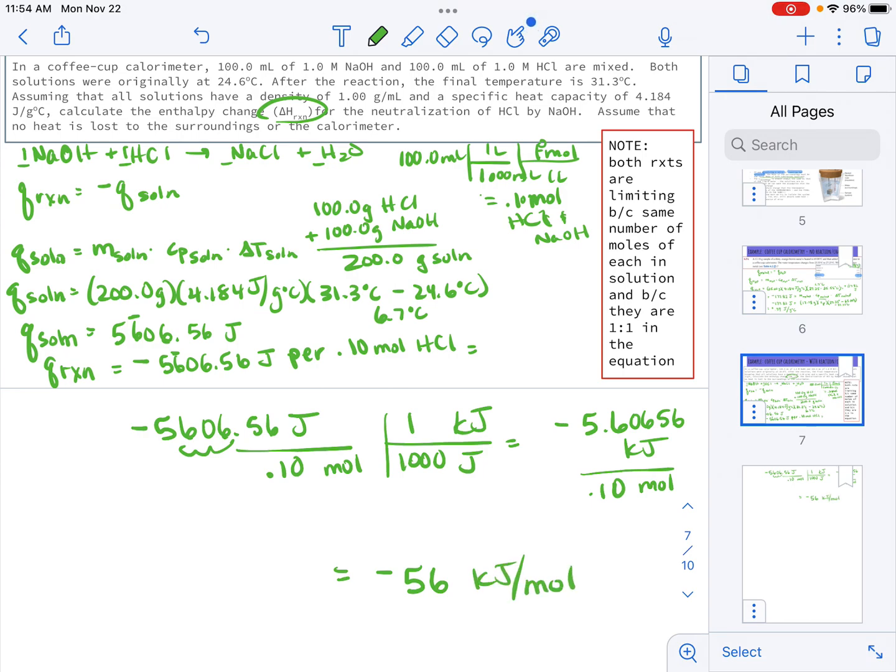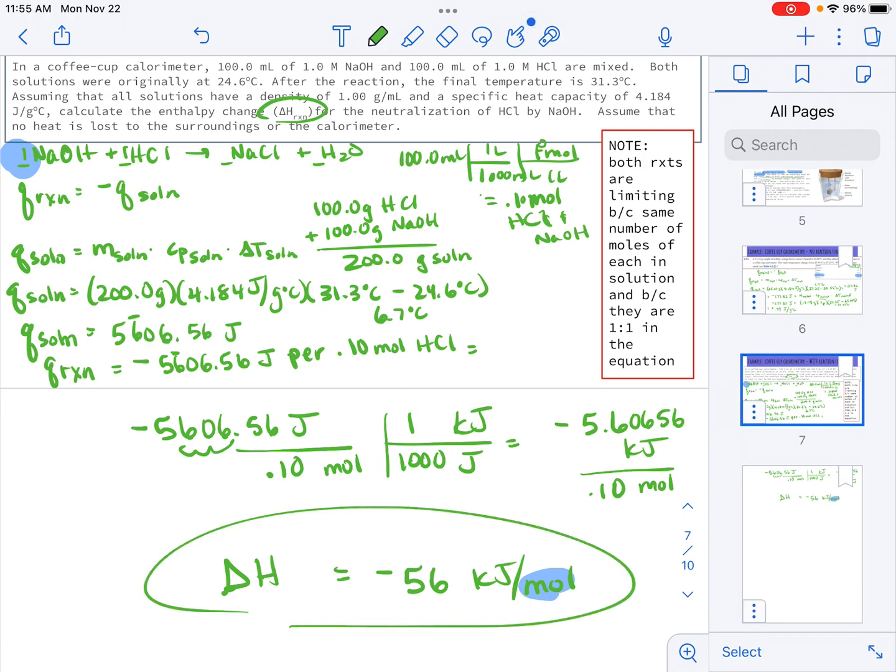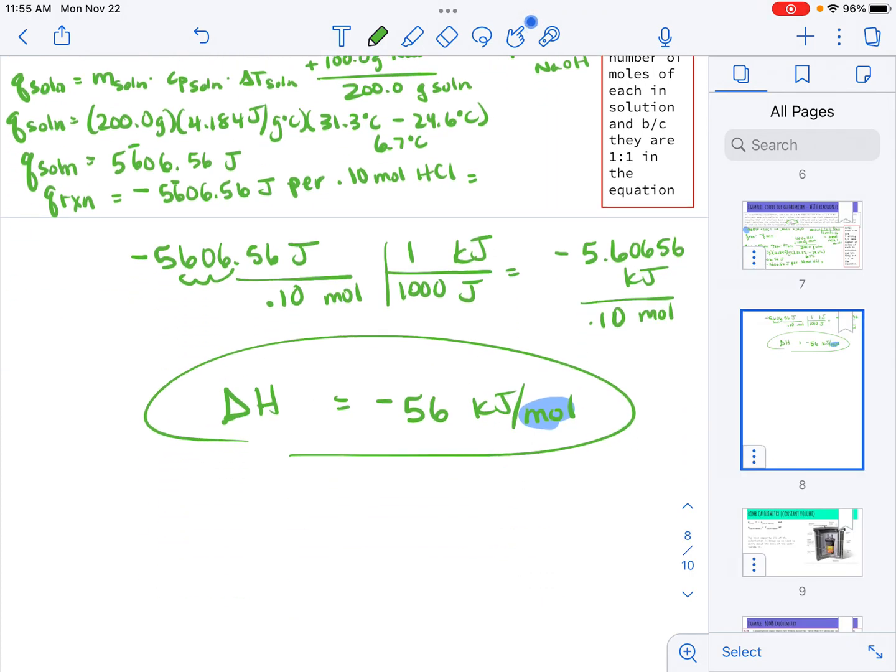And now, because it matches the coefficients in the equation of 1 mole, this is per 1 mole, I can say that this is delta H for that reaction. Wow. So if I wanted to write this as a thermochemical equation, I could write it as NaOH plus HCl yields NaCl plus H2O, and delta H is negative 56 kilojoules. Okay, so this is a really important thing. We have to make sure that the amounts match.